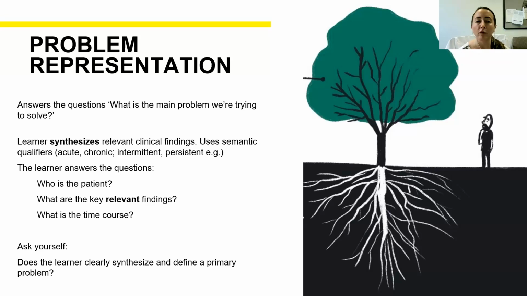So here's where you're looking for, did they synthesize relevant findings? This is when that sort of medical jargon comes in, that can be helpful. It's not a necessity, but things like acute, persistent, intermittent, those are the sorts of words you're listening for here. And that you really get a sense that the learner knows the patient, has recognized the relevant findings, the time course, et cetera.